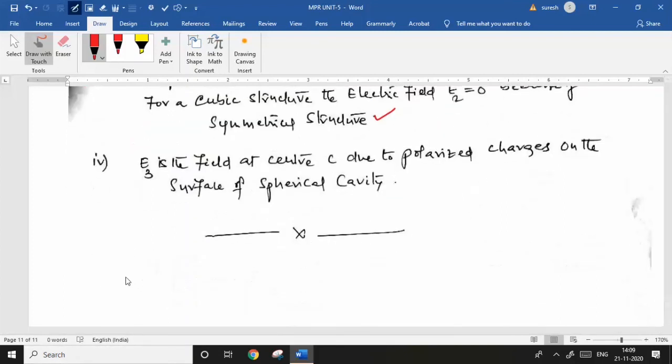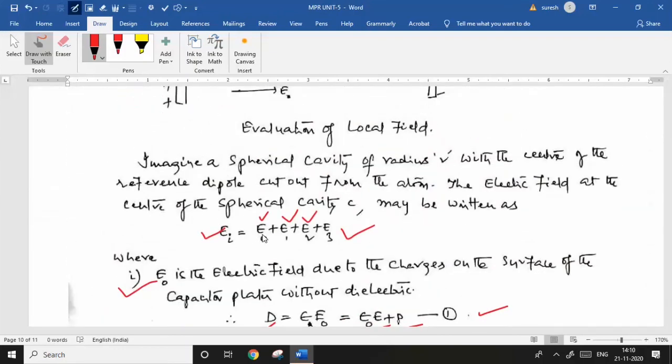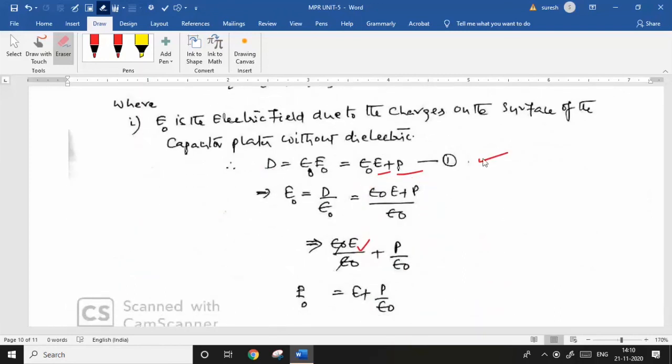And the third one is E3. E3 is the field at center C due to polarized charges on the surface of the spherical cavity. This is the significance of E3. Therefore, the combination of E0 plus E1 plus E2 plus E3, all these four, we call the total electric field with respect to a spherical cavity, and that EI we call the internal field or local field. This is the intensity of electric field.